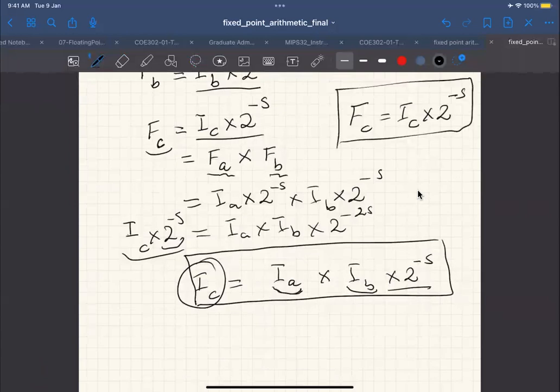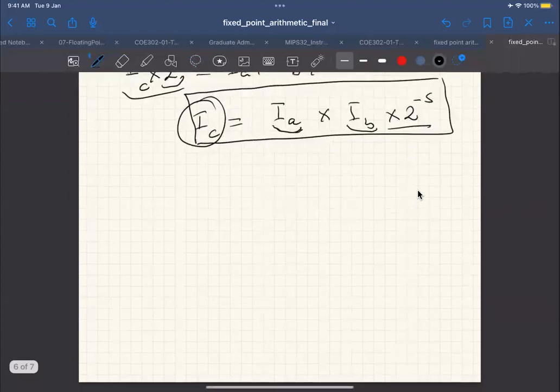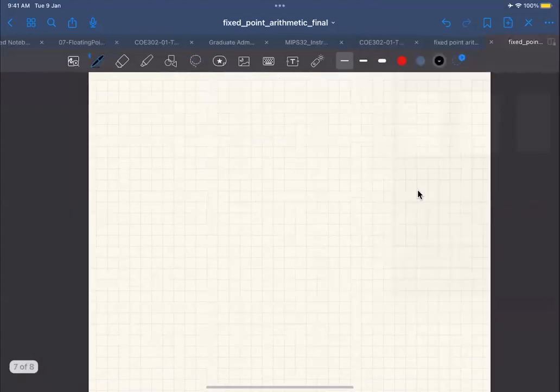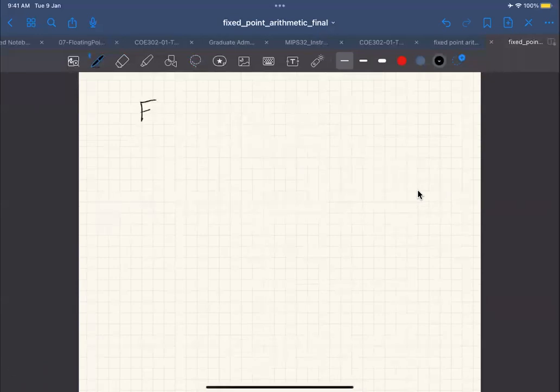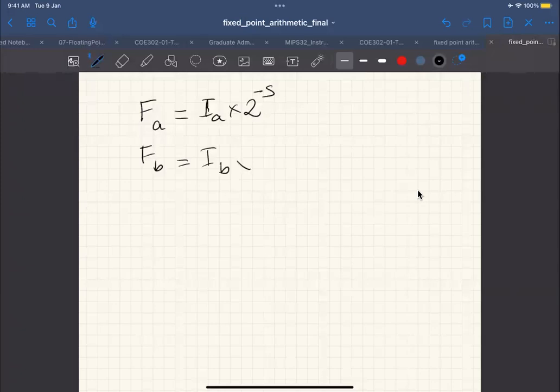Okay, what about the division now? Let me add one more page here for the division. So for the division, we again have FA, which is IA into 2 to the negative s. And we have FB, which is IB into 2 to the negative s. And I would like to calculate IC, which is related to FC by this formula here, 2 to the negative s.